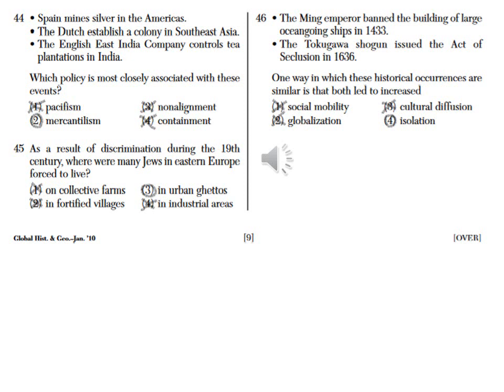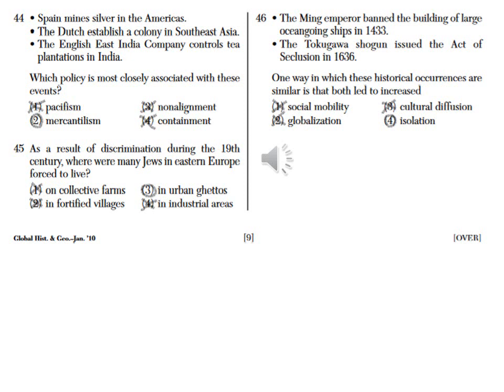And question number 45. As a result of discrimination during the 19th century, where were many Jews in Eastern Europe forced to live? Is it 1, on collective farms? Absolutely not. That's what happened in the Soviet Union under Stalin. And if you want to learn more details about it, watch my Cold War video. Is it 2, in fortified villages? Absolutely not. Is it 3, in urban ghettos? Yes, in urban ghettos. So there were specific areas in the city where Jews were forced to live. Because urban means the city, and for industrial areas, no.